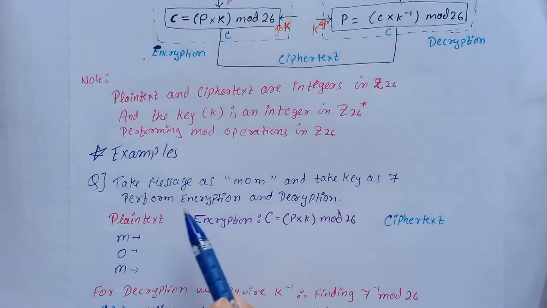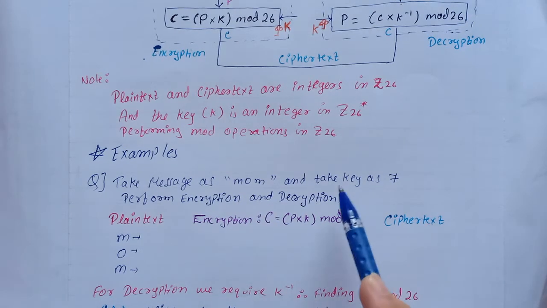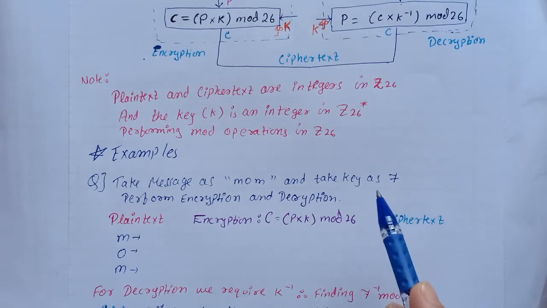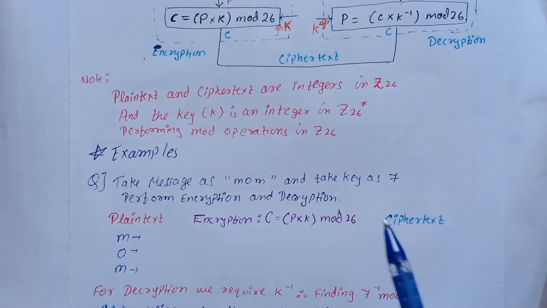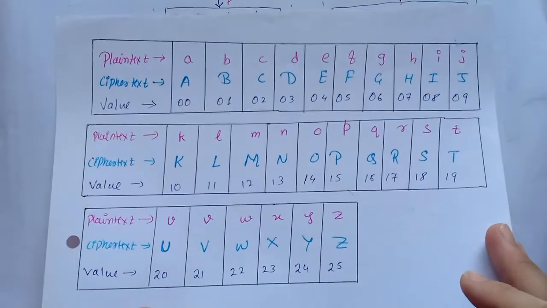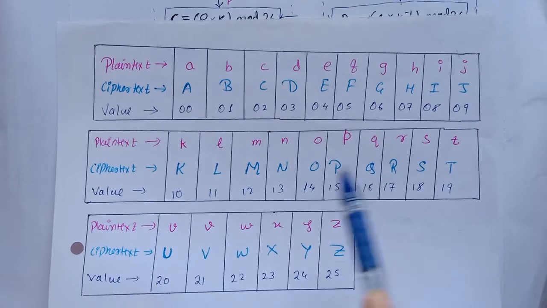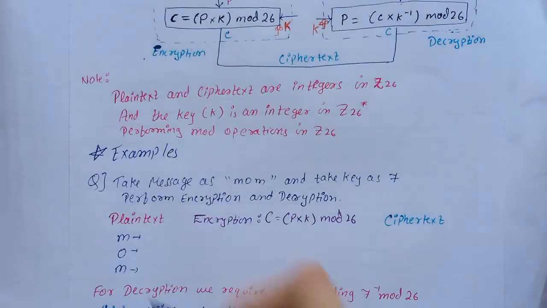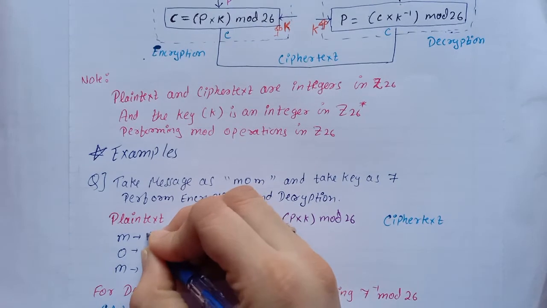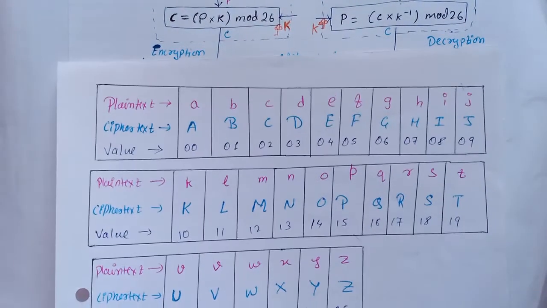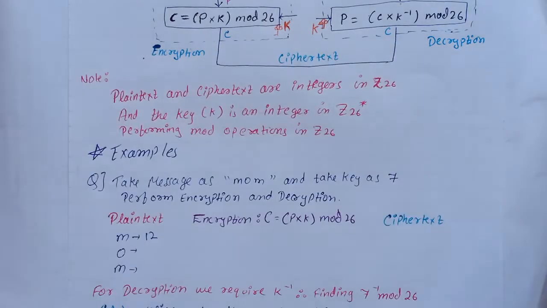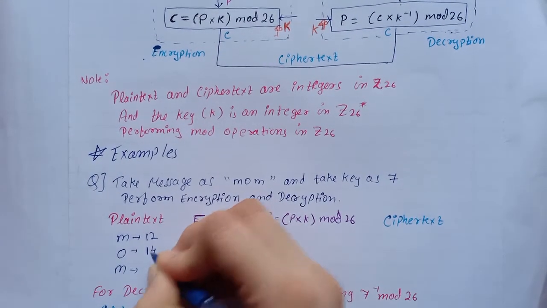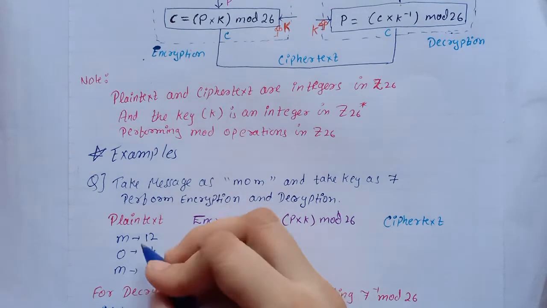The example is: take the message as MOM and the key as 7. So 7 lies in Z26 star. Perform encryption and decryption. For encryption we will write the plain text and convert it into values. So M is 12, O is 14, and again M is 12.